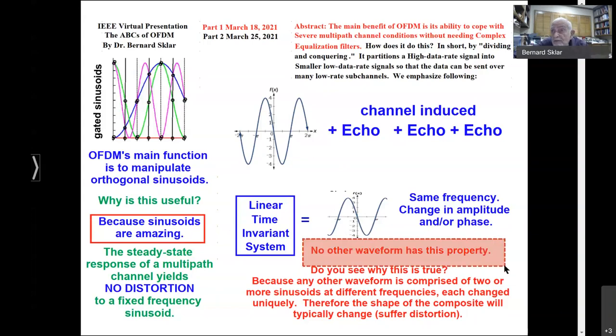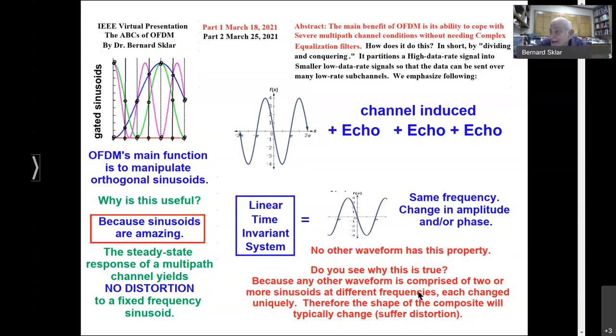No other waveform has this property, absolutely none. And notice, do you see why this is true? This is true because any other waveform is comprised of at least two or more sinusoids at different frequencies.